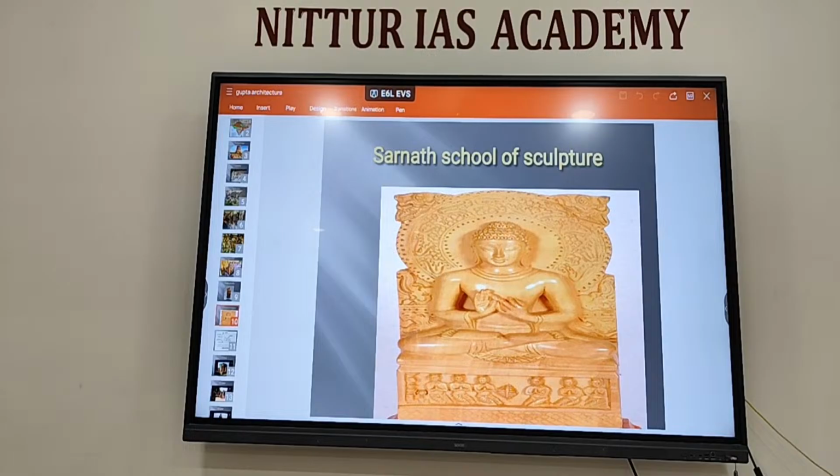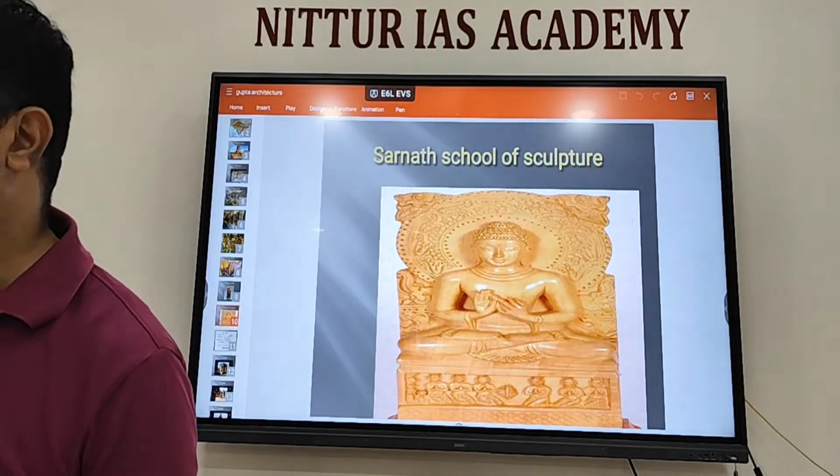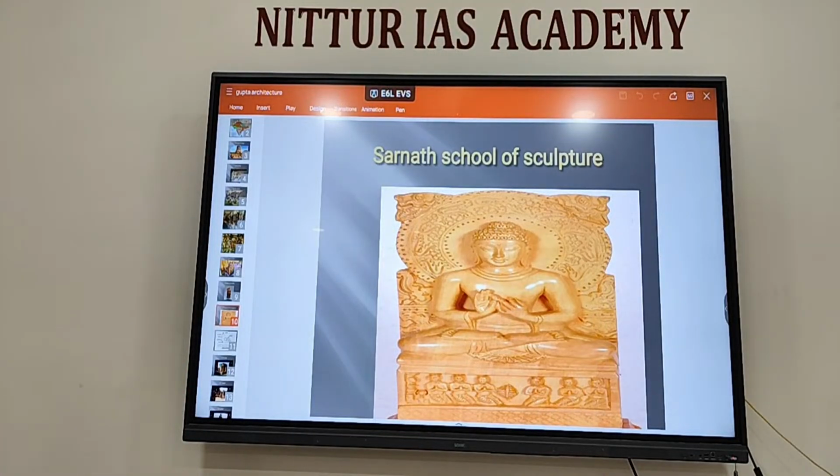Next point. The Buddha is seen in Dharma Chakra mudra.